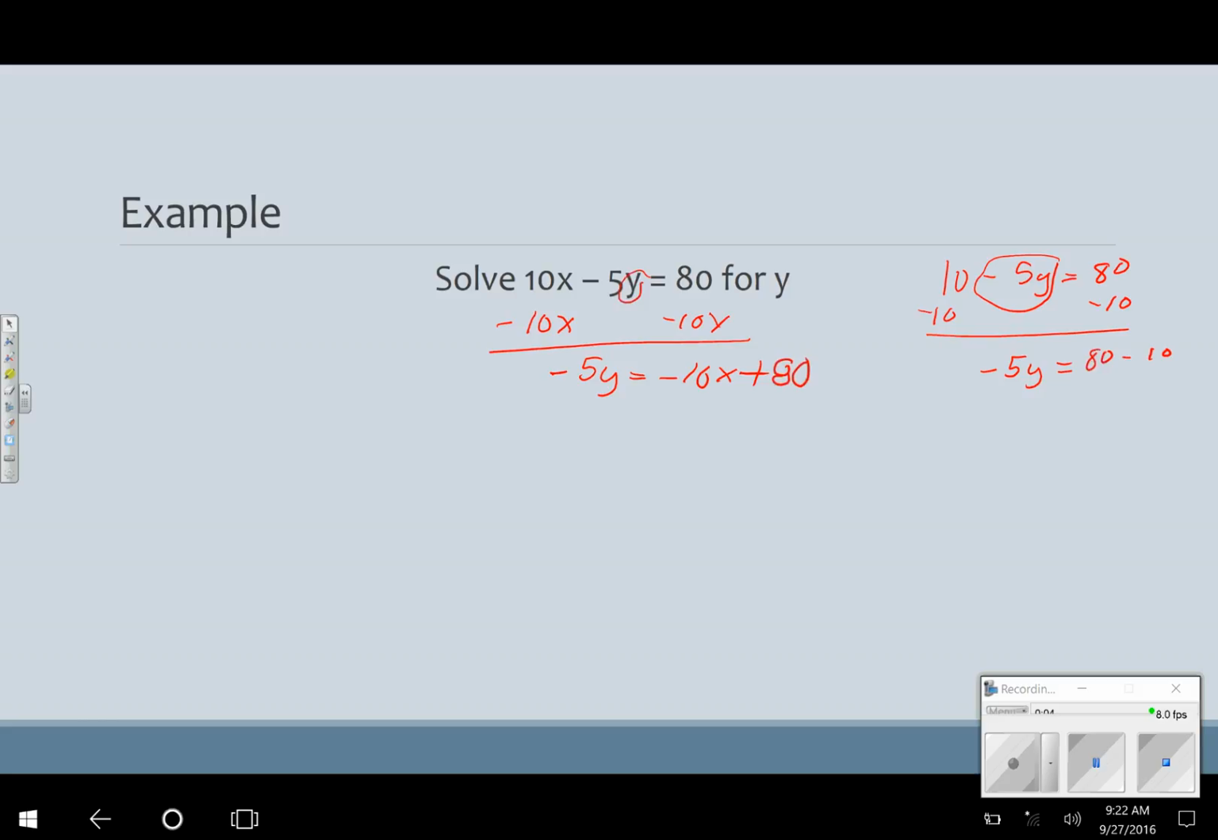Okay. So now all I have to do to get y by itself, just like here, is divide by negative 5. I'm going to do the same thing over here. I'm going to divide everything by negative 5. So that's going to give me y equals negative 10 divided by negative 5 is 2, so 2x, and 80 divided by negative 5 is negative 18, I think. You know me, I have to double check my math, right?